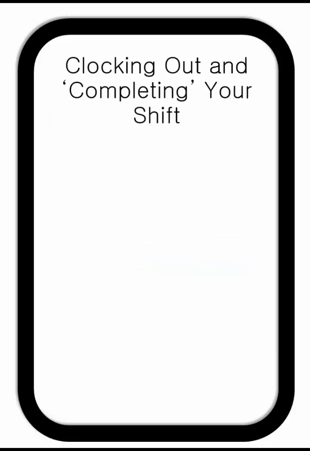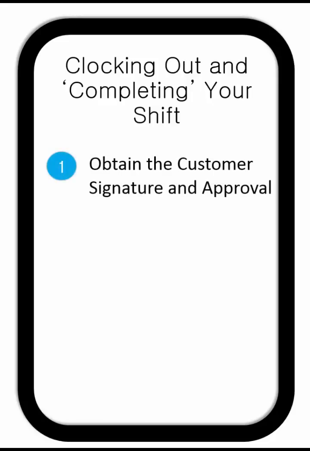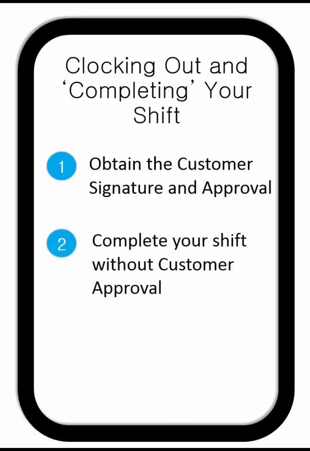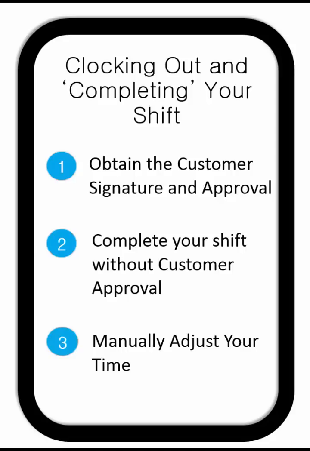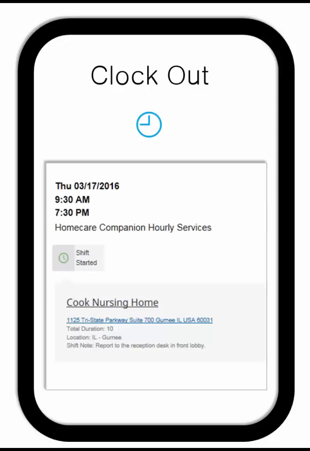Now let's look at clocking out and completing your shift. You'll be prompted with three options. First, to obtain the customer's signature and approval of time worked. Second, to complete your shift without customer approval. And third, to manually adjust your time. Which route you choose depends on the policies at your local office, so make sure you check in with your local team on this. Here's how it works.